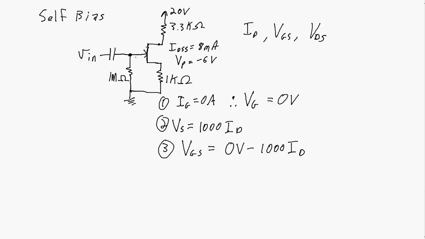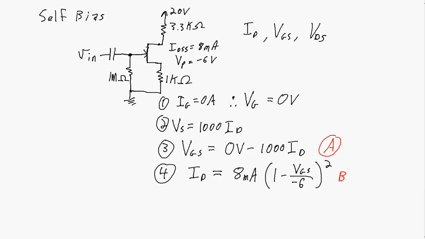The other thing we know about this overall circuit that we can relate the gate source voltage to the drain current is Shockley's equation. This is just the thing that holds true for JFETs. So we know that the drain current is equal to the drain source current at saturation, or IDSS, which is 8 milliamps, times 1 minus VGS over VP, which is minus 6, all squared. So I've got 2 equations here. Let's call this equation A and equation B.